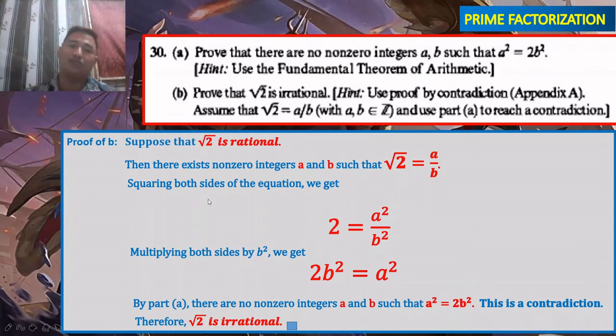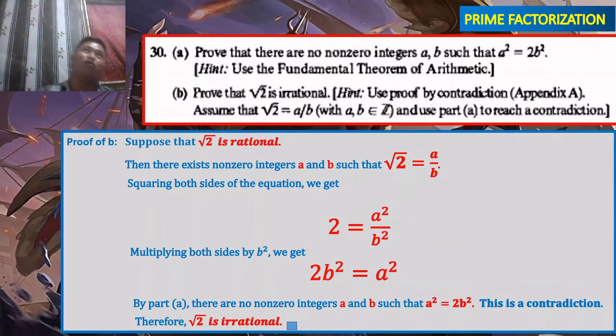So by part A, we use part A to reach a contradiction. By part A, there are no non-zero integers A, B such that A squared is equal to 2B squared. But here we supposed that A and B exist. So by part A, we find a contradiction. So this is a contradiction. So therefore, square root of 2 is irrational.